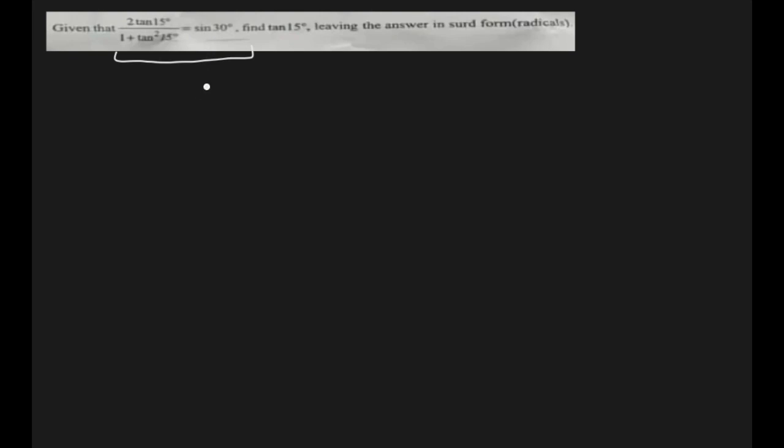Sine 30, according to your calculator, you'll find that it is equal to half. So the right side is half. Now let's assume tan 15 is equal to an alphabet, let's say k. So 2k over 1 plus k square, right? And we'll just find k. Cross multiply please. Here it will become 1 plus k square on the right side and this will be 4k.